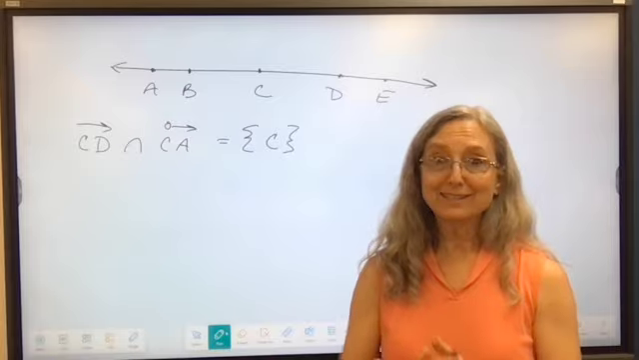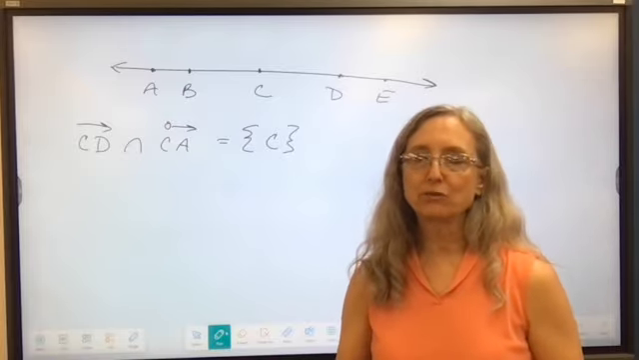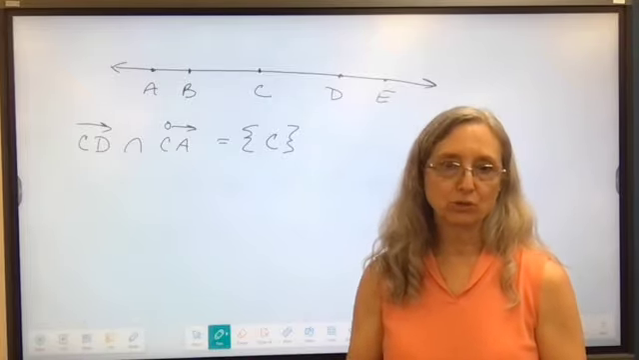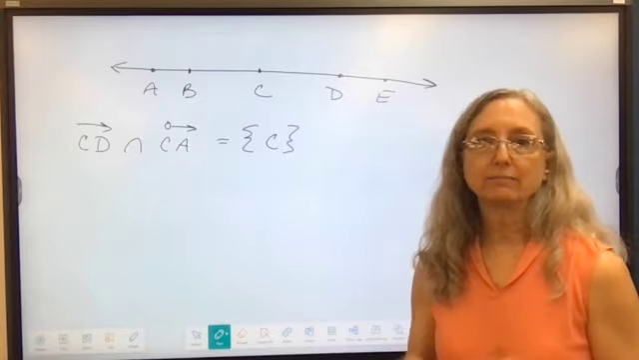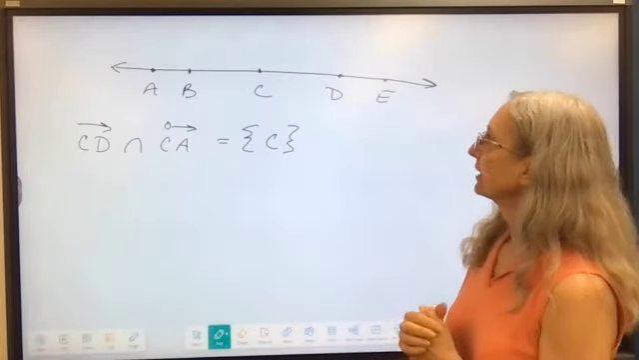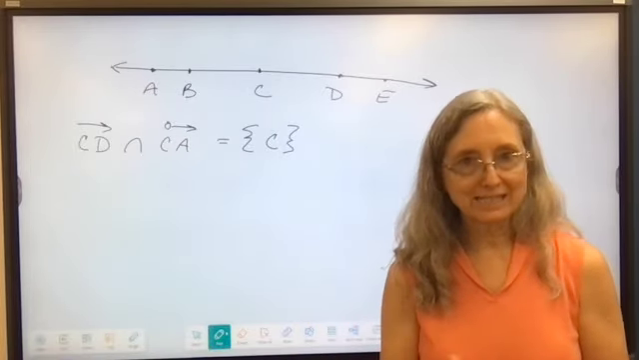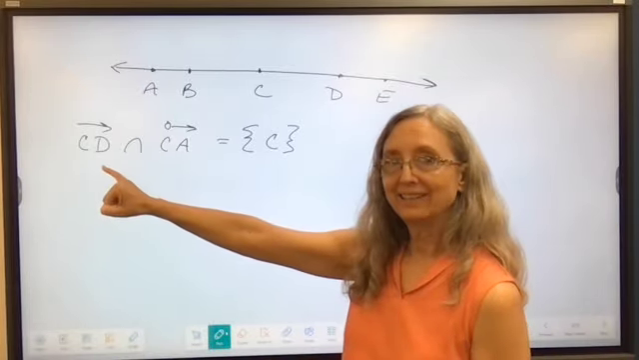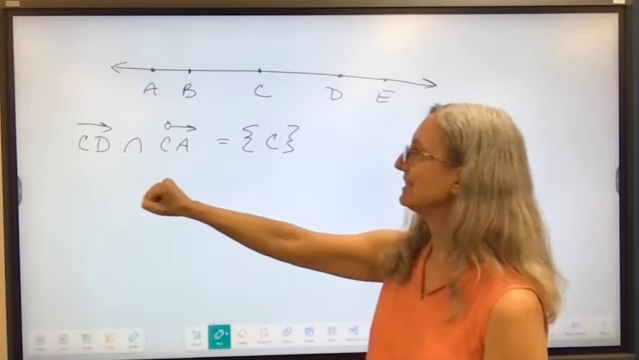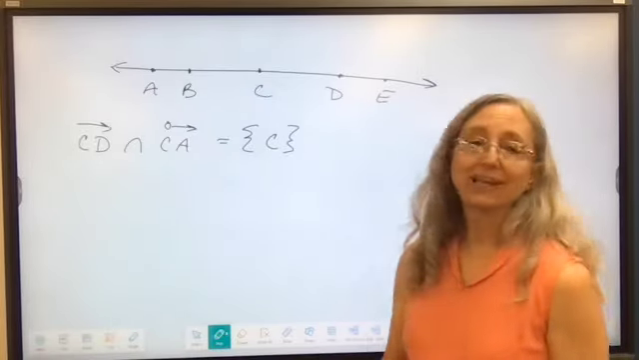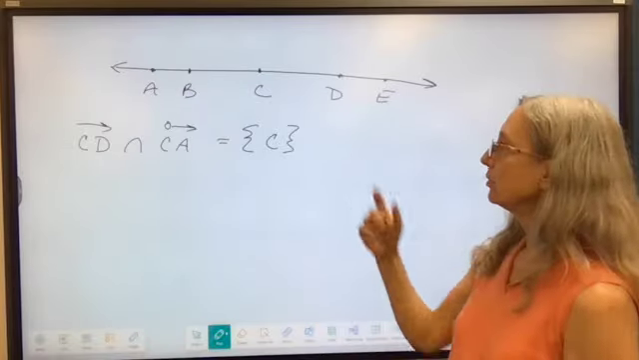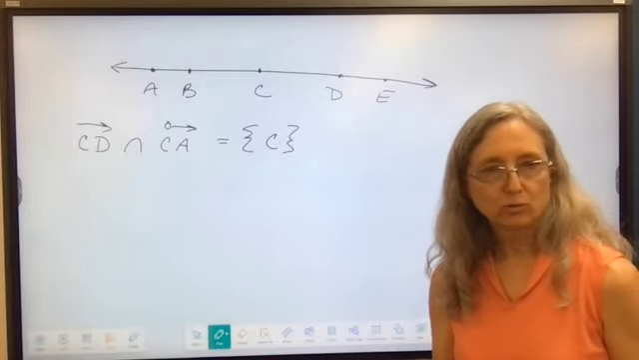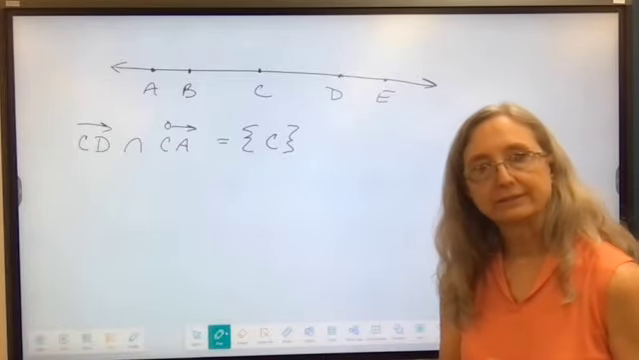Okay, let's apply this, see how well we understand it. I'm going to give you some questions. These are true, false. I want to know, is this statement true? So I drew a line on the board and included 5 points on it, A, B, C, D, and E. And I made this statement: the intersection of ray CD with the half line CA is equal to the set of point C. Is that true or false?